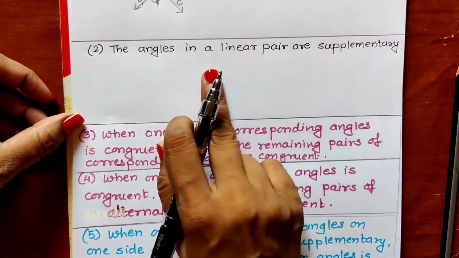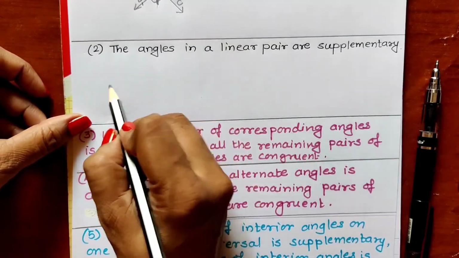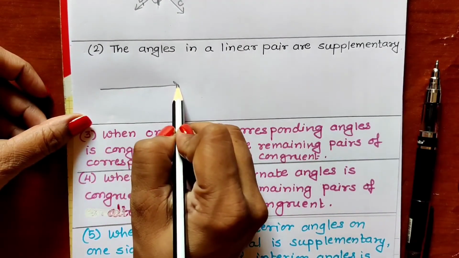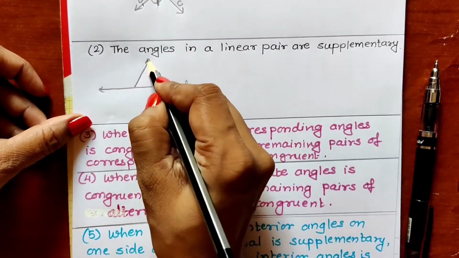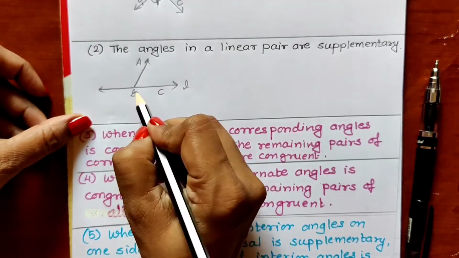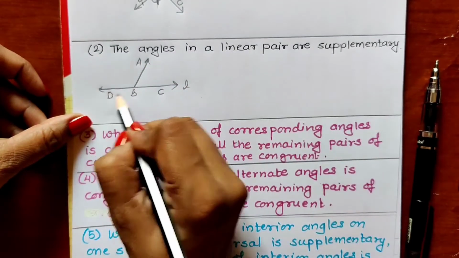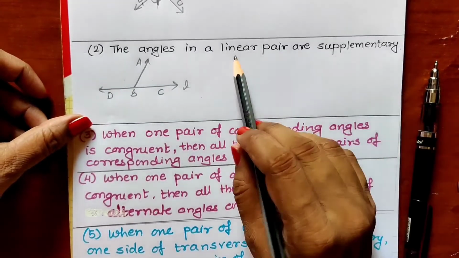The angles in a linear pair are supplementary. What do we mean by angles in a linear pair? When two angles are in the same line. If I draw one line and separate the angles by one ray, angle ABC will be one angle and angle ABD will be the second angle. So these two angles are known as linear pair angles.